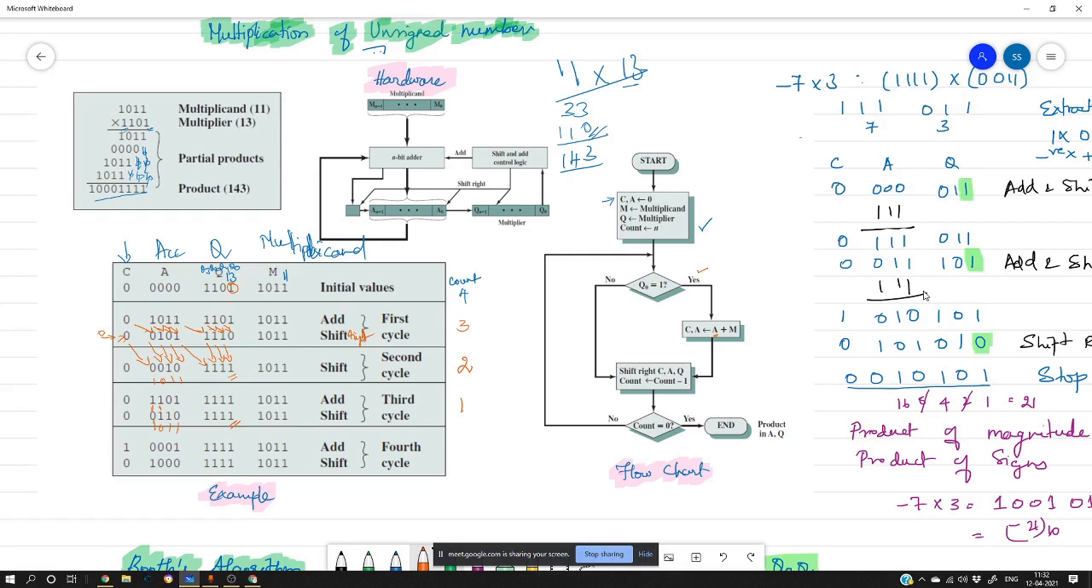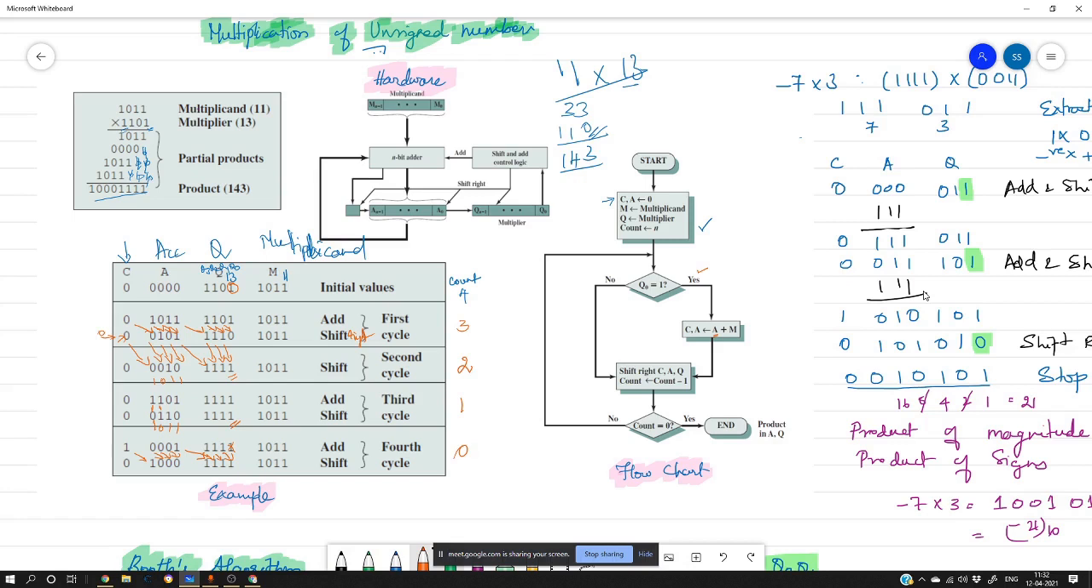You have to shift it right. So when you shift it right, you get 1 here, and all the bit values will get shifted 1 position right. And you lose this 1. This 1 is lost. Now, after doing shifting, decrement the count.